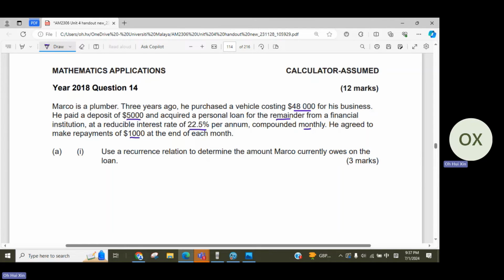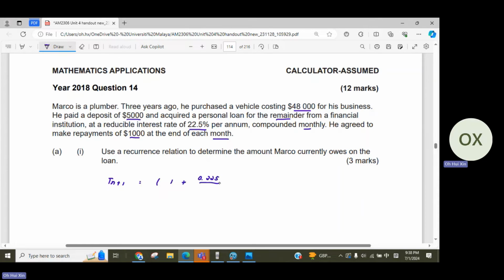So you can realize that the CPY and PPY are the same here because the interest rate is compounded monthly and the repayment is also made monthly. Use the recursive rule to determine the amount that Marco currently owes on the loan. Same thing, we have Tn plus 1. Because the bank charged an interest of 22.5%, the value that he will be owing in the next month will be increased by 22.5% per annum.